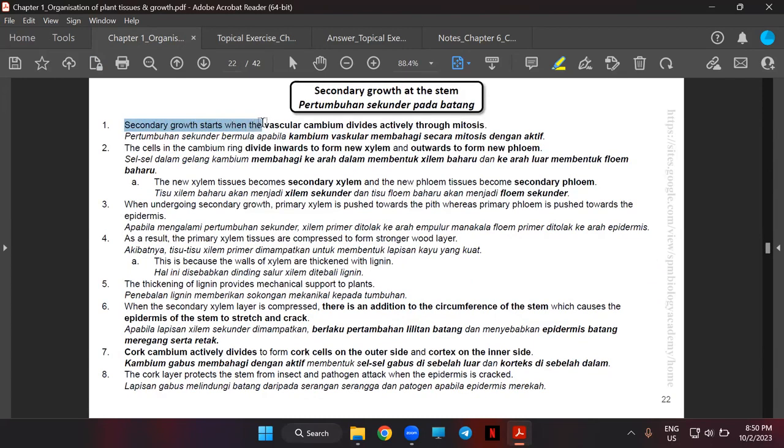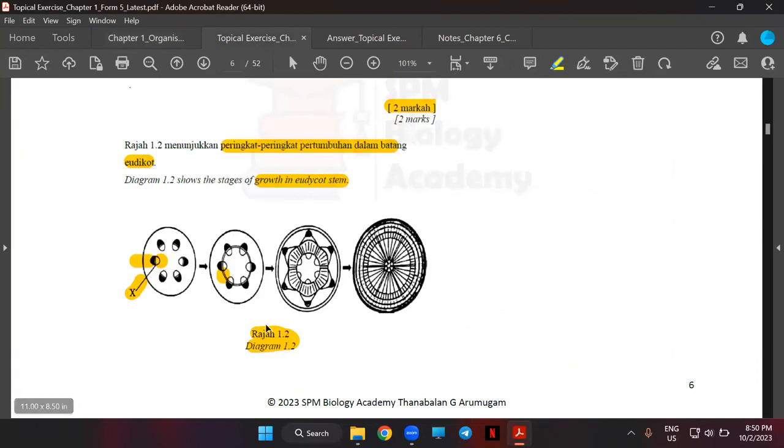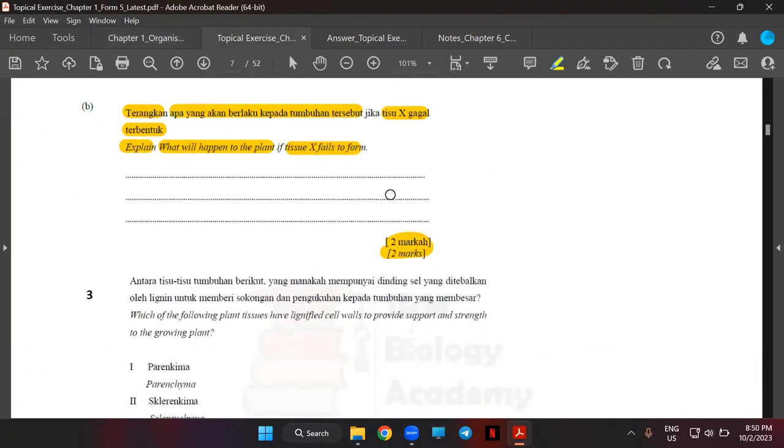Secondary growth starts when the vascular cambium divides through mitosis. Pertumbuhan sekunder bermula apabila cambium vascular membahagi secara mitosis dengan aktif. So, bila vascular cambium divide, baru secondary growth starts. Yes or no? Jadi, kalau X gagal terbentuk, fail to form, zero secondary growth.